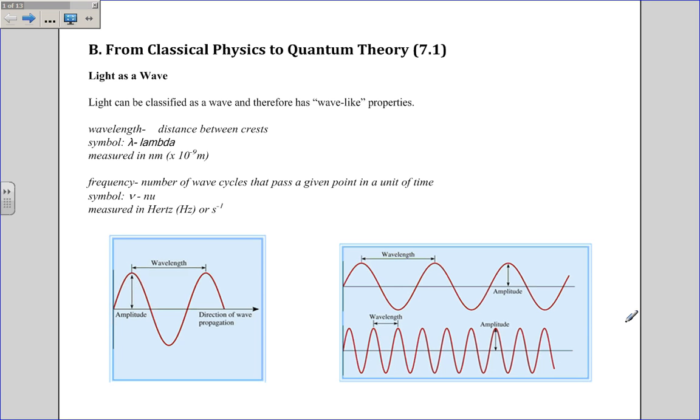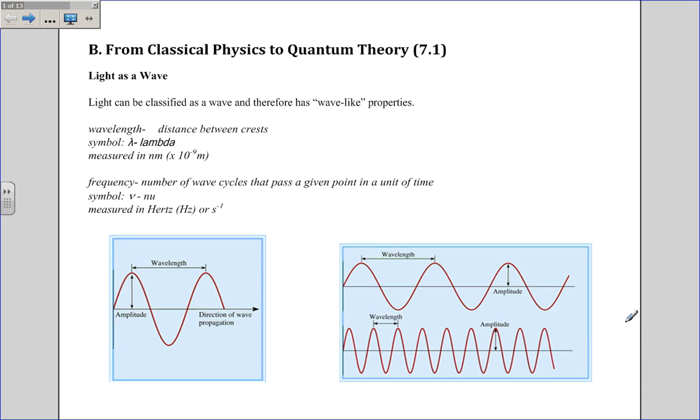In this lesson, we're going to begin to make our steps towards learning about the newest model of the atom, which is the quantum model of the atom. We'll start by reviewing some basic principles from physics as we study light as a wave.